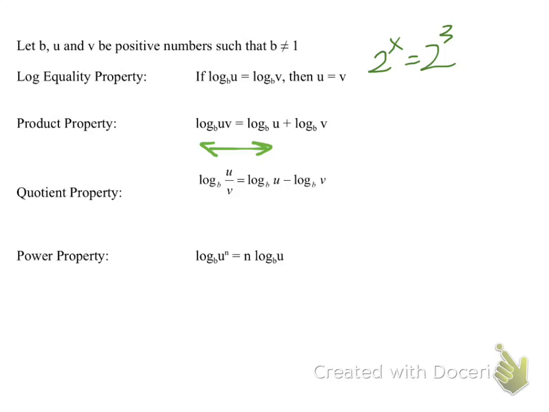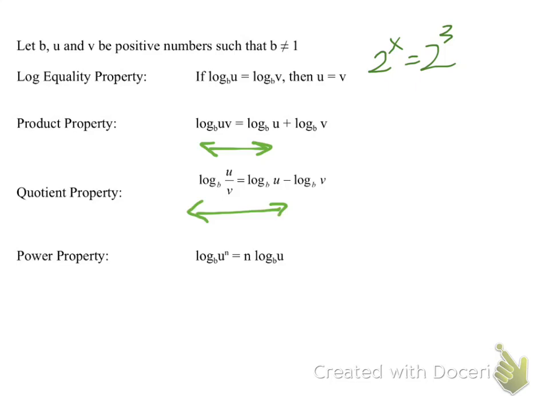The next property is the quotient property. Along the same lines as the product property, if I have the quotient of a log, I can decompose that into the difference of each of those, the numerator minus the denominator, provided that v is not equal to 0. And also remember that this property goes both ways.